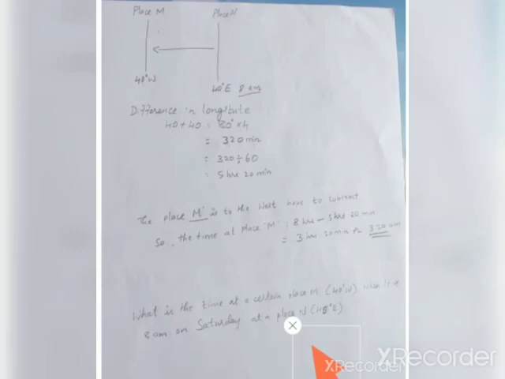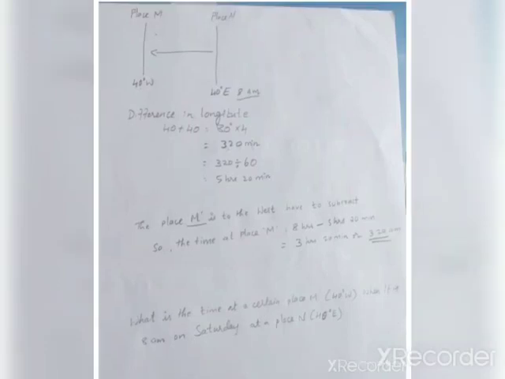What is the time at a certain place M with 40 degree west when it is 8 a.m. on Saturday at a place N with 40 degree east? So let's take place M with 40 degree west, and place N with 40 degree east. The timing is 8 a.m. We'll find out the longitudinal difference. Since both places are in different hemispheres, we have to add. So 40 plus 40, 80 degree, and into 4 we get 320 minutes. When we convert into hours, we get 5 hours 20 minutes.